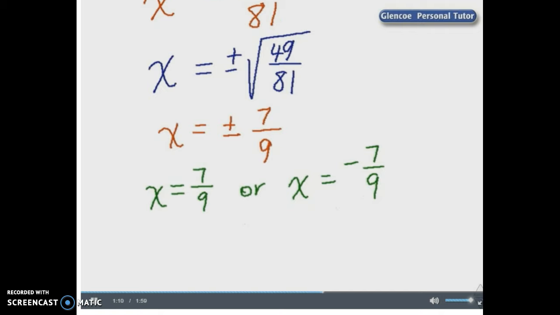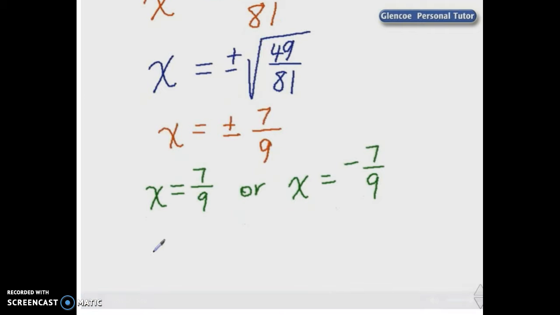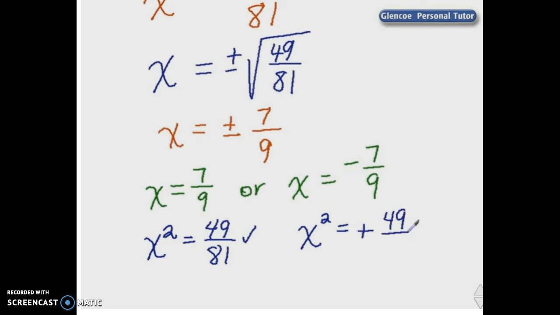We can go ahead and check these solutions by squaring both. Our check for this side, if we square both sides, 7 squared is 49, and 9 squared is 81. We're back to the original equation. Squaring both sides of the next equation, squaring a negative gives us a positive. 7 squared is 49, and 9 squared is 81.